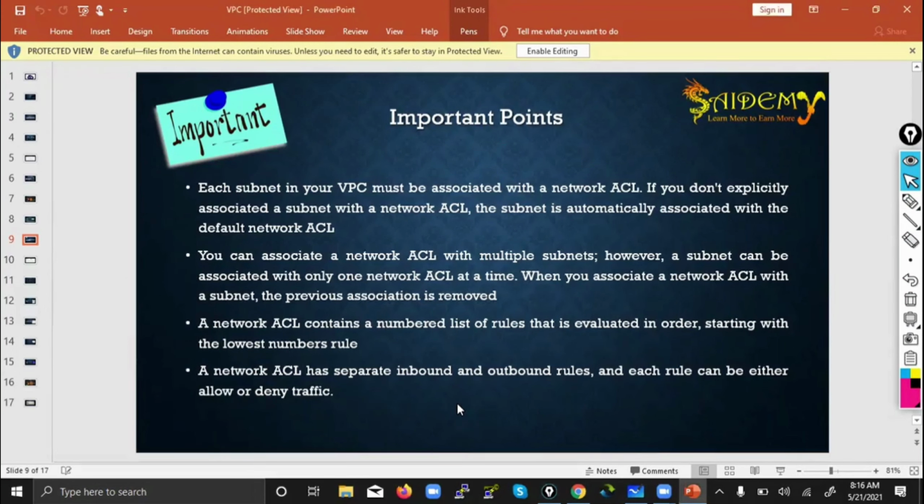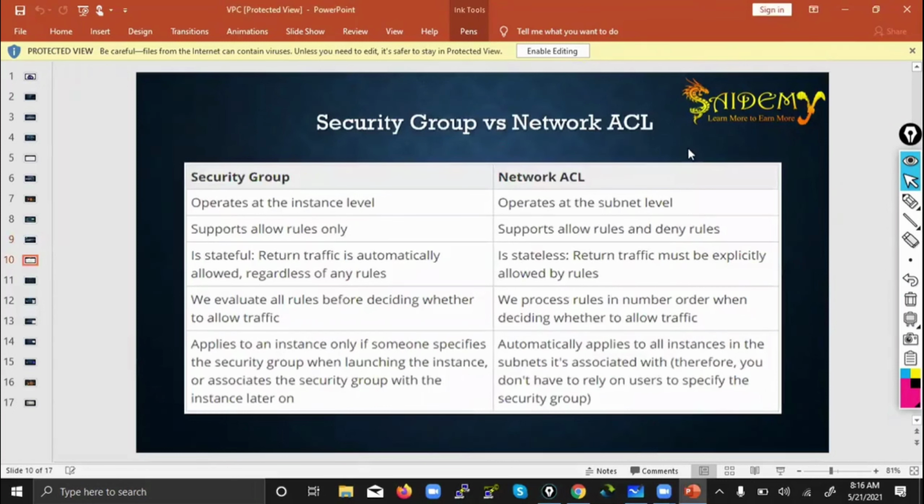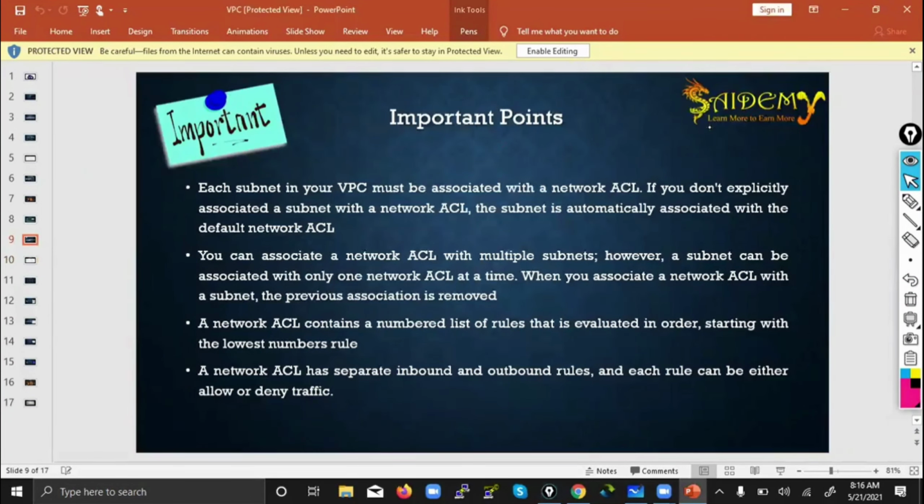Next slide is, yeah, this is a very important differences slide. So what do you think? Before studying this table, tell me some differences between security group and NACL. Anyone? Whatever you remember in your mind.